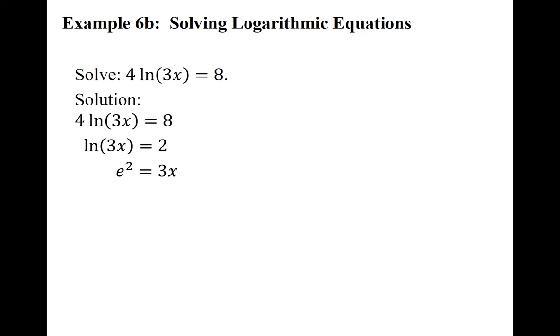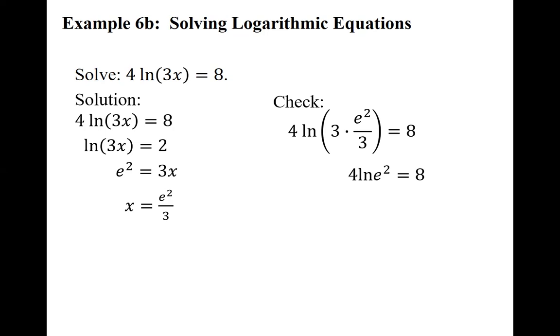Two ways to think about how we get that. Divide both sides by 3. x equals e squared divided by 3. Let's check that value. 4 times natural log of 3 times x would be 3 times e squared over 3. The 3's cancel, just leaving an e squared in there. 4 natural log of e squared equals 8.